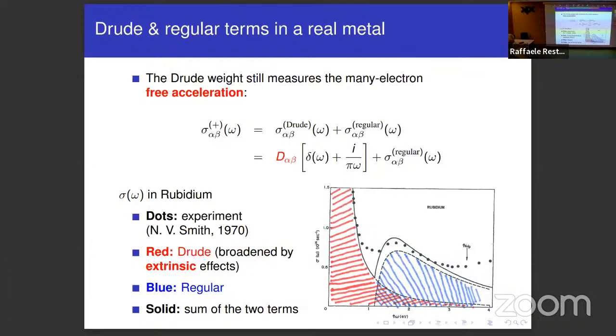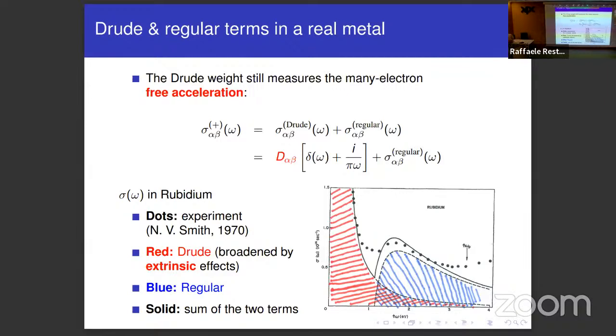Instead, in a real metal, you have two terms. One is the Drude term, which has the same form as the classical, except with a different coefficient, plus a regular part. I have not found very recent measurements. This is a picture from 50 years ago. The best one I found is rubidium.